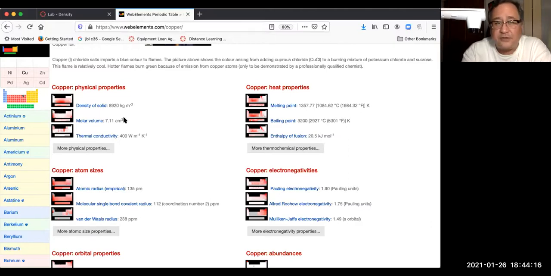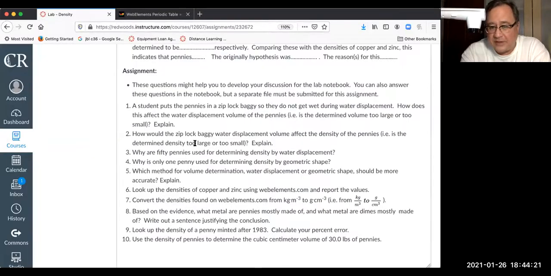So how are we going to use this number? Well, let's take a look at the lab. I actually asked you in number 7 to convert the densities found on Web Elements from kilograms meters to the -3 to grams centimeters to the -3. That is from kilograms per meter cubed to grams per centimeter cubed. So I want to show you a few things here. And I'm going to switch my share so that you can see what I'm writing.